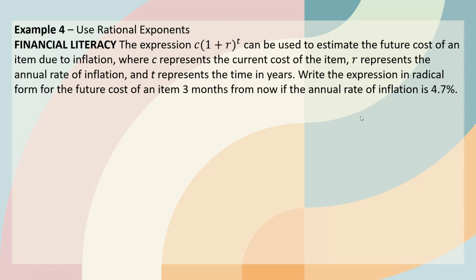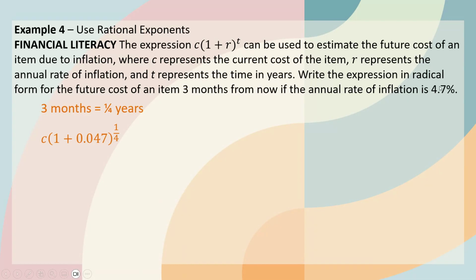The expression c times the quantity 1 plus r, quantity to the t, can be used to estimate the future cost of an item due to inflation, where c represents the current cost of the item, r represents the annual rate of inflation, and t represents the time in years. Write the expression in radical form for the future cost of an item 3 months from now if the annual rate of inflation is 4.7%. So remember, t is in years, and they give us a time of 3 months. 3 months is 1/4 of a year. So we can put 1/4 in place of t.